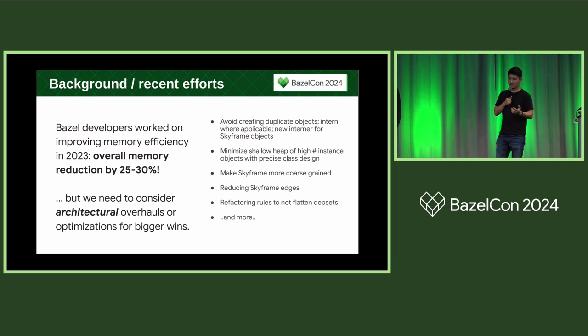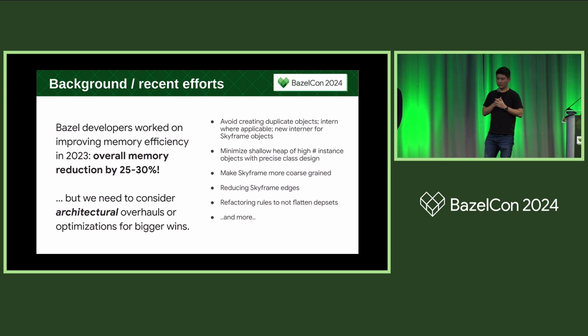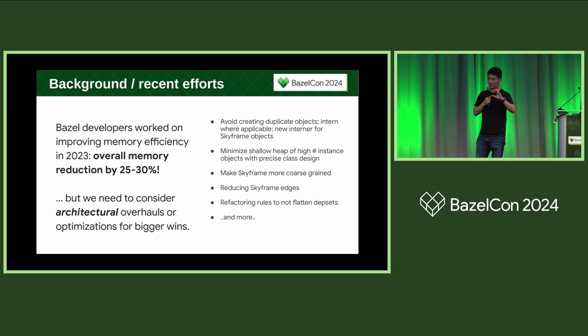For example, I think there was a lot of work to intern highly duplicate objects, and also, we'll talk about SkyFrame later, but it is the internal model of Bazel which has a lot of room for optimizations. But ultimately, we have reached some kind of a plateau at this point, and we need to consider serious architectural changes to Bazel to get even bigger wins.